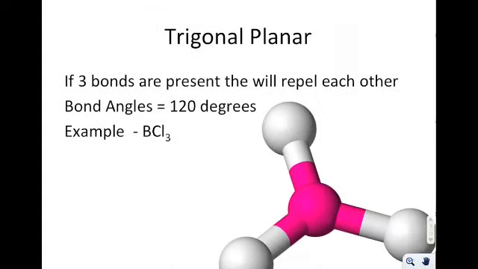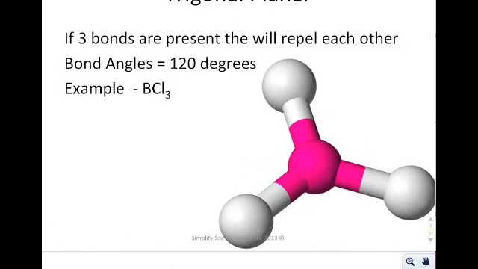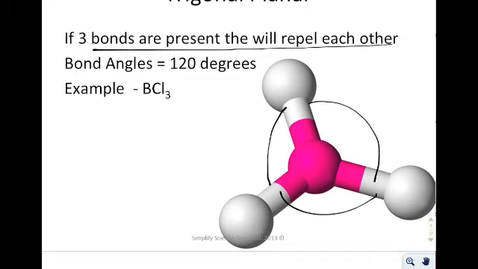So you can see the difference between linear and bent is in the configuration of the lone pairs. Next, you have trigonal planar. And trigonal planar is when you have three bonds that are present, they will repel each other. The bond angles are an equal 120 degrees, 120, 120, 120, and so you get 360 degrees around the circle. An example of it is boron trichloride.